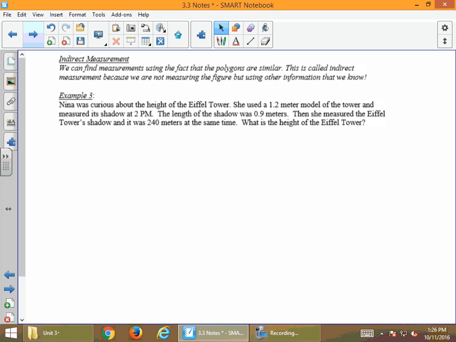Now, how do you measure it? Yes, it's a tree. Do you think someone climbs up there with a measuring tape, dragging it behind them, trying to measure how tall it is? No, they don't. They use math, because it's a lot easier to use math to figure it out versus climbing up there.